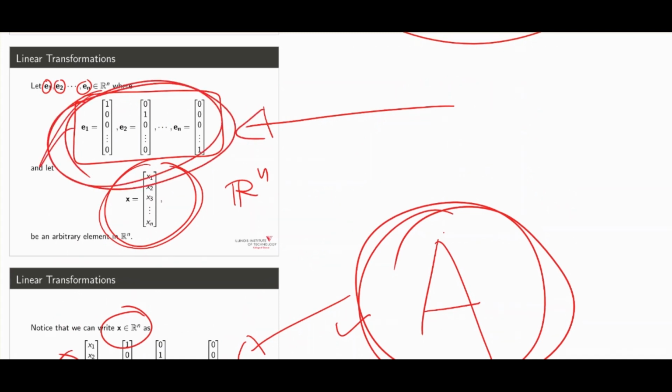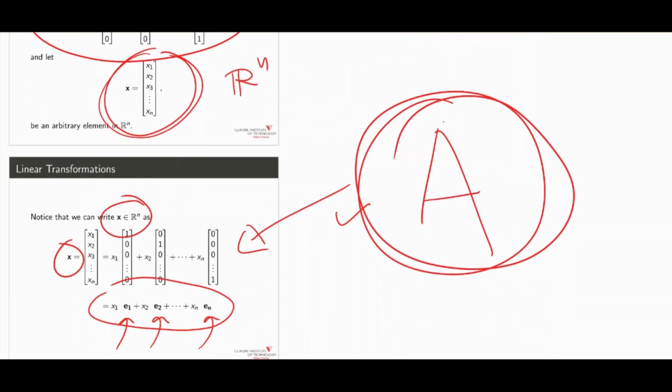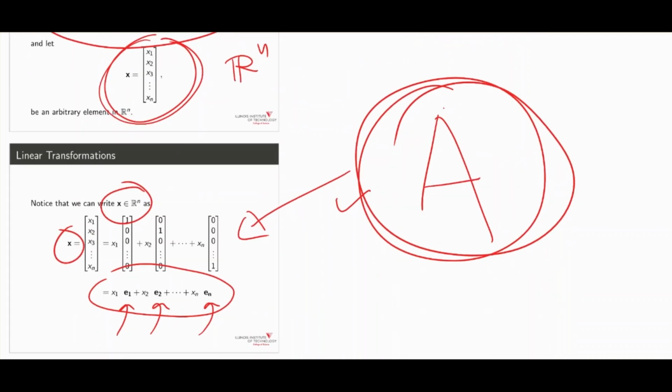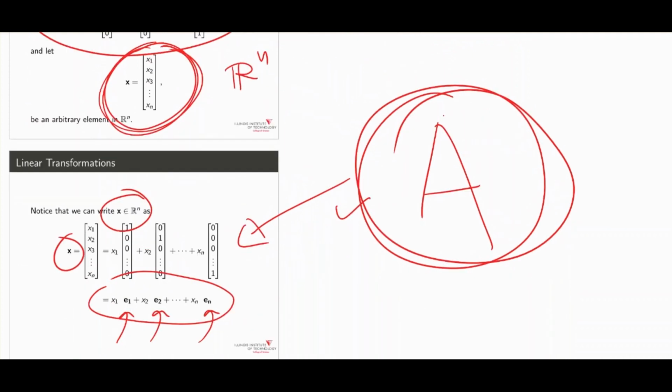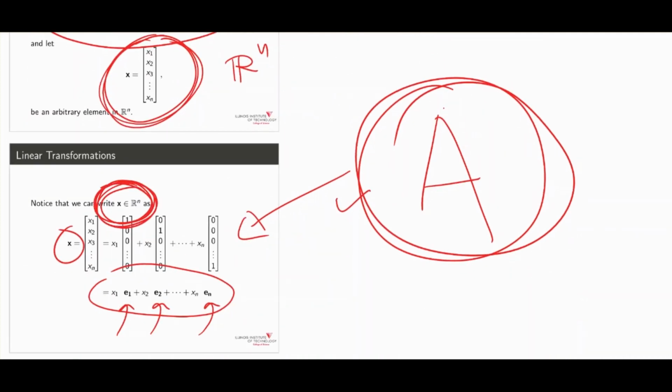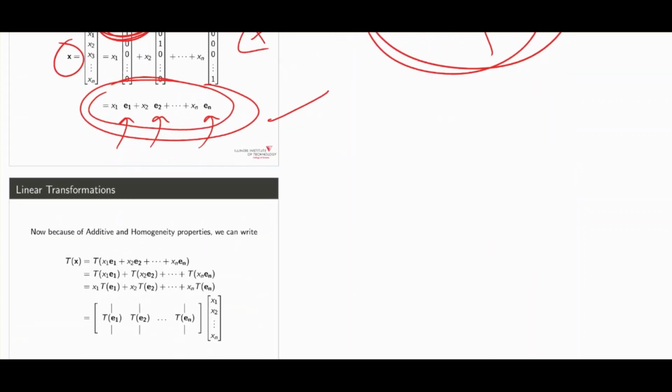Right now, I'm just pointing you to these notations, these new vectors. This is called the standard basis vectors for Rn, and I'm drawing you to this particular observation that every vector x that is in Rn can be written like this. So now we are proving it.